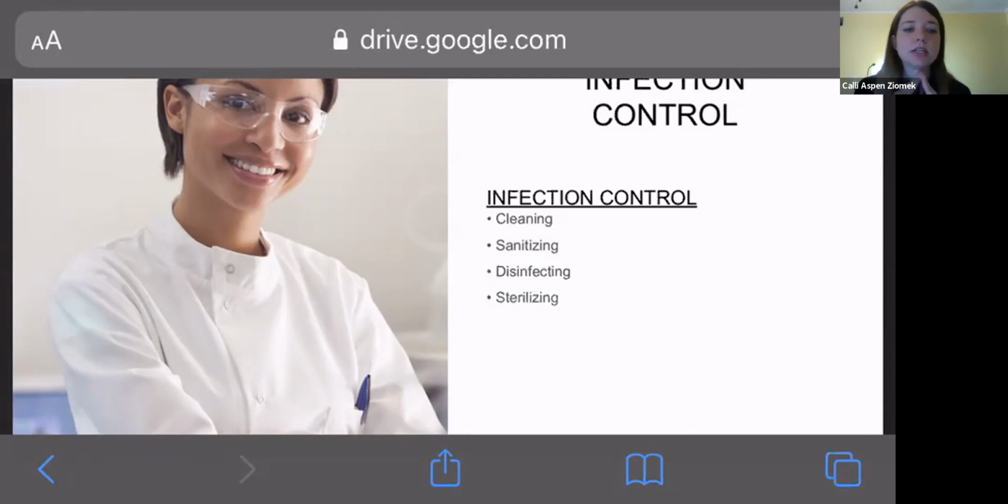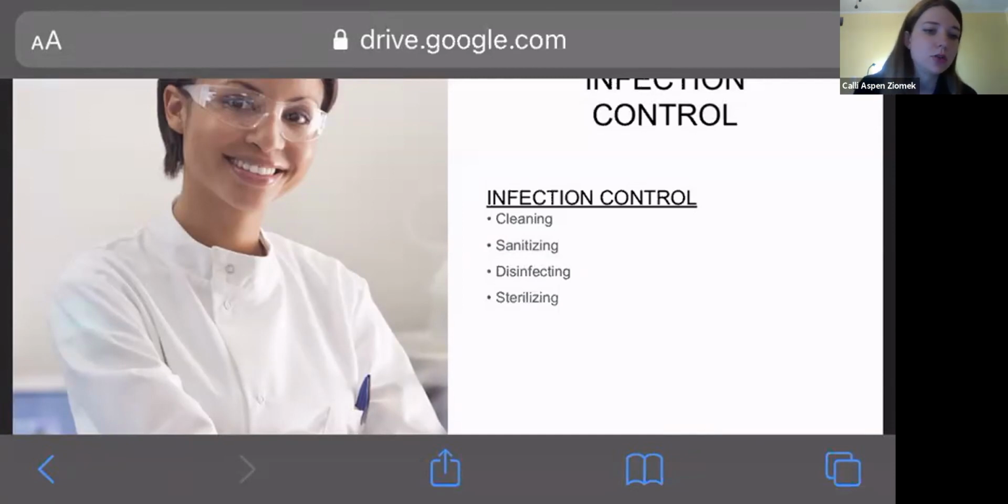Sterilizing is the process that destroys all microbial life, including spores. And that is done using an autoclave, generally in a medical facility. Or there are a couple of instruments that you'll have to put in a sterilizing solution.